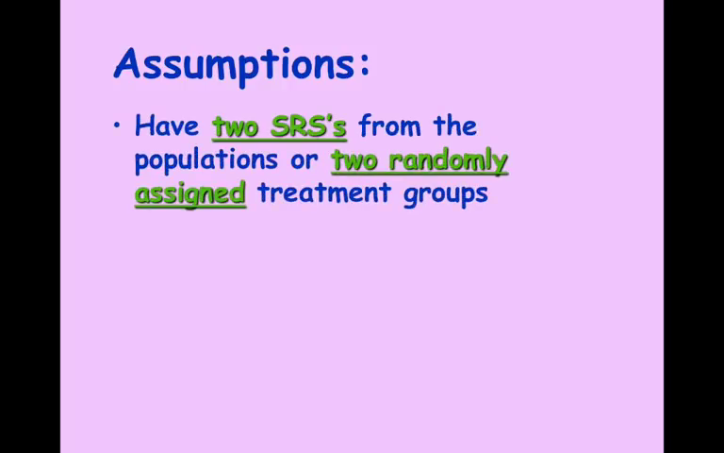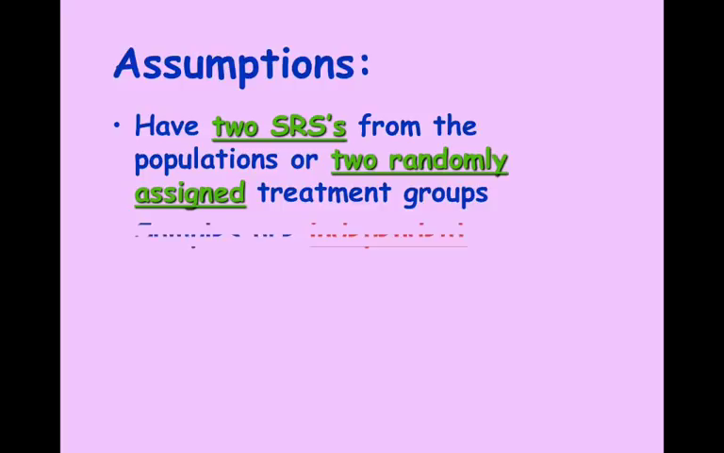The first assumption is always whether or not we have a random sample or randomly assigned treatments. Now that we have two, we're going to say that we have two simple random samples from our populations, or we have two randomly assigned treatment groups. Then we also are saying today we're only looking at independent treatments or independent populations.